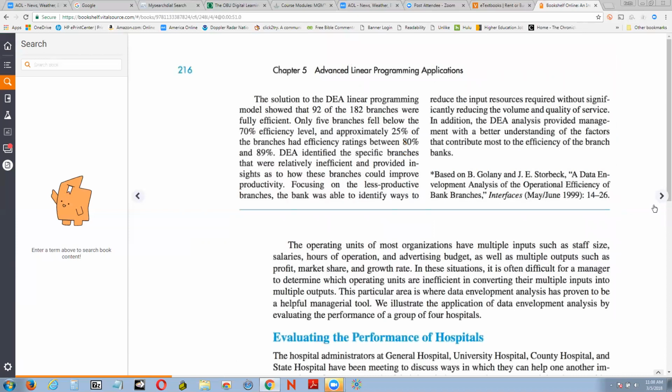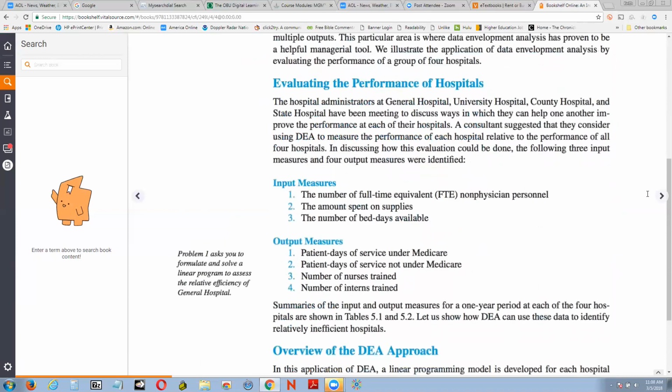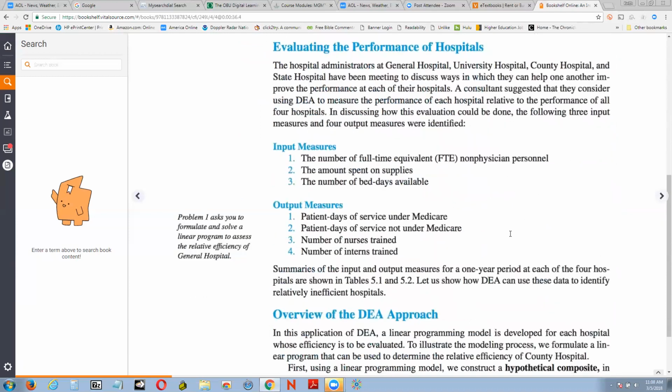We'll move over to this case. Now here we're going to evaluate the performance of some hospitals, and there are these 4 hospitals: General Hospital, United Hospital, County, and State. Okay, and we're going to use the DEA, and so we have two sets of things we put together. First, the input measure, and the second then would be the output measures.